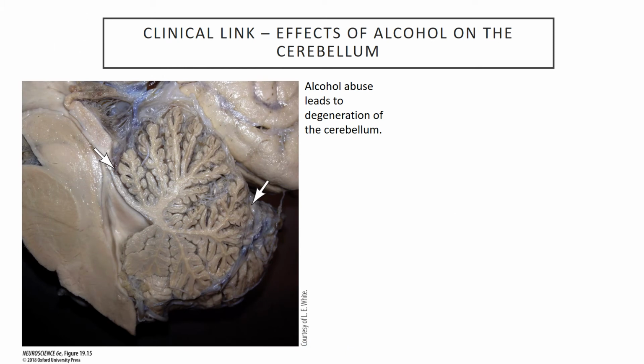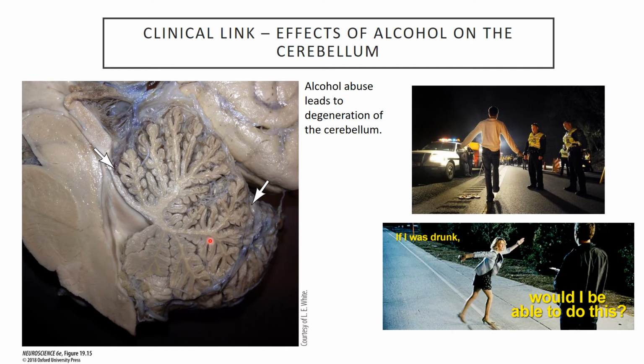Other problems that can happen with the cerebellum. Well, it turns out the cerebellum is a major target of alcohol. For those who suffer from alcoholism and have abused alcohol, one of the first major features that you can see in the brain is degeneration of the cerebellum. So this is what it looks like in a patient who has had degeneration of their cerebellum.